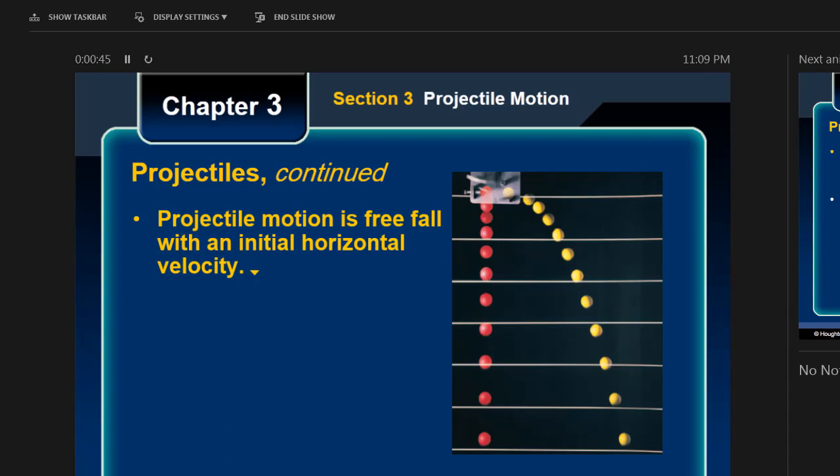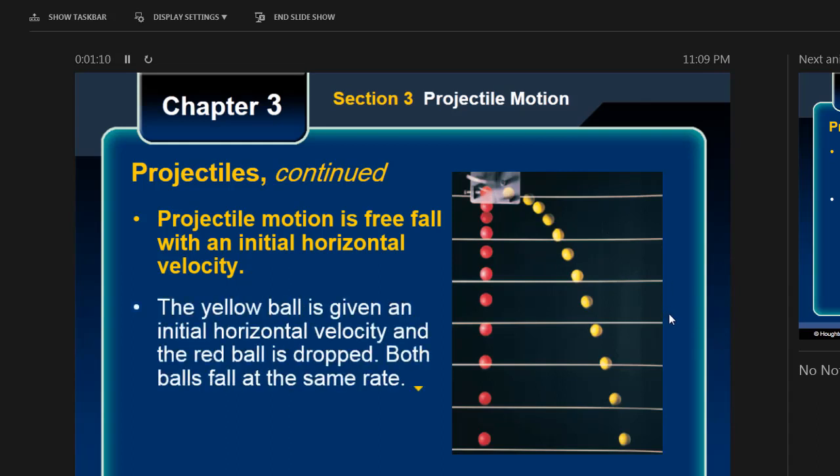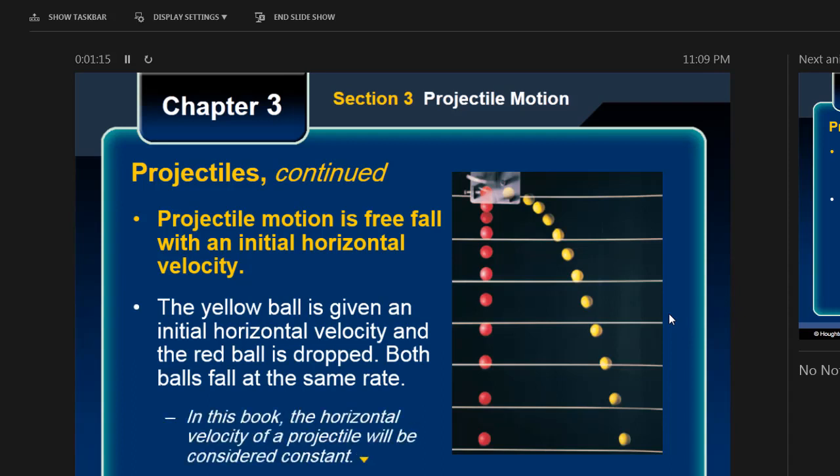See here, the red ball, you can see it's going straight forward, while the yellow ball is going with a projectile motion, which is parabola-like motion. So this is an example of projectile motion.